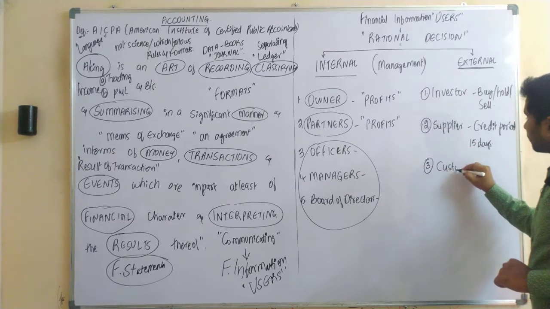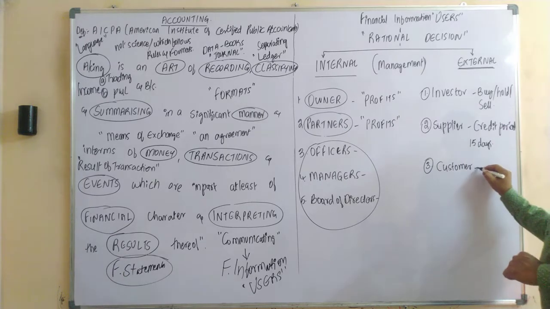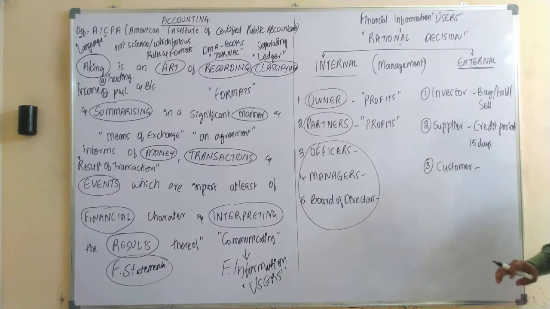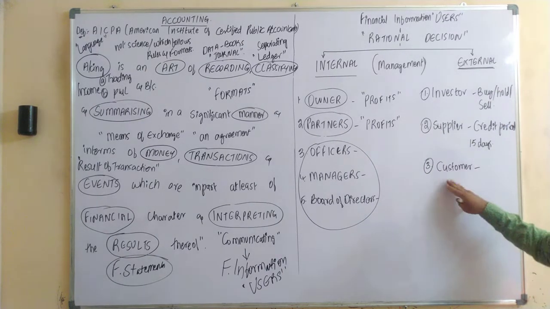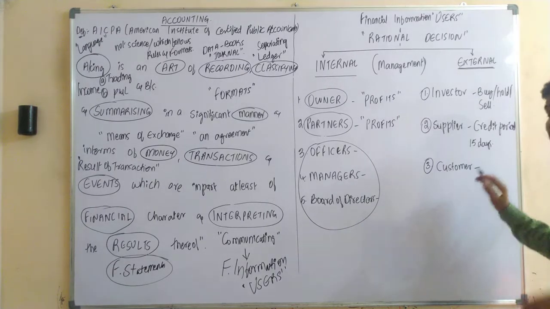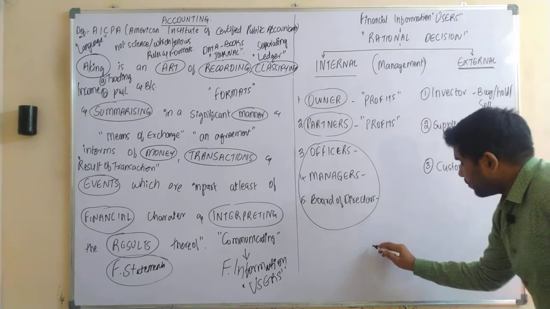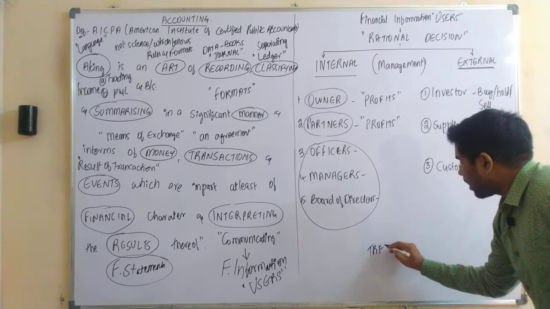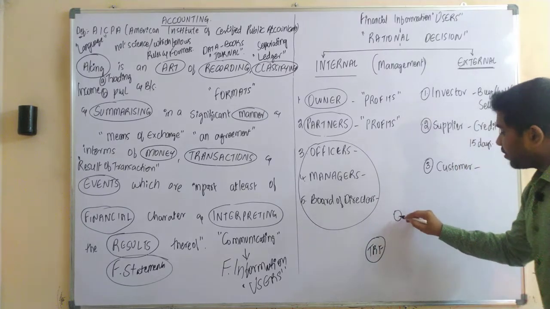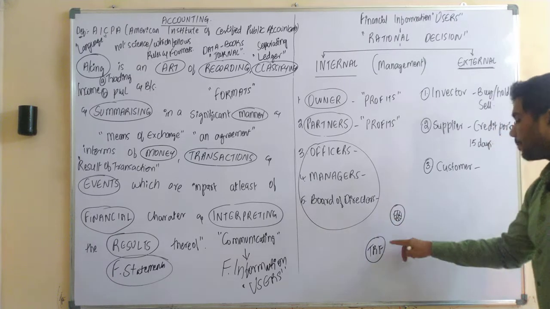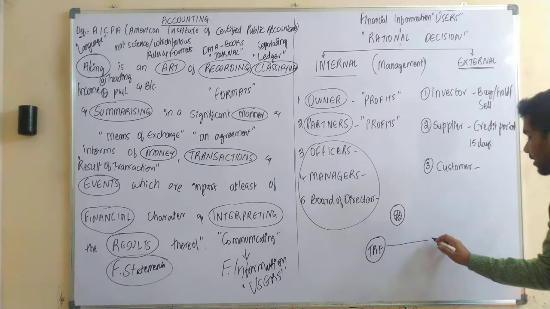Customer. The customer would be interested to know the continual supply or continuity of the product. The customer would be interested to know the continuous supply of the product. Let's understand here. Let's say we are having a company, TRF, where we are manufacturing the tires.